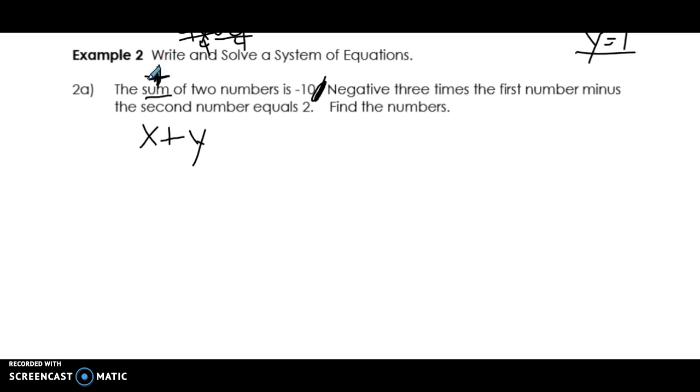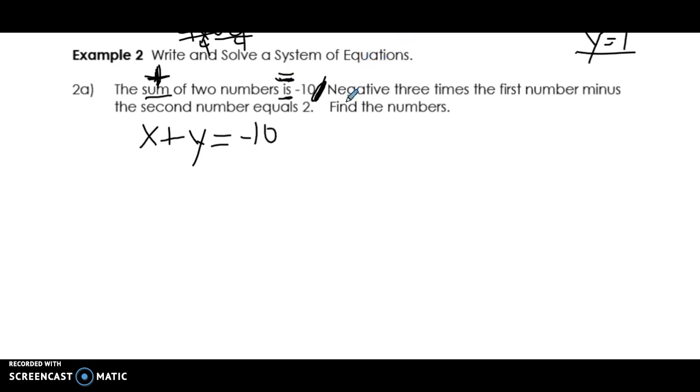It's a bad plus sign there. A sum of two numbers means it's equal to. So this is equal to -10. My stylus is not cooperating. There we go. All right, so there's my first equation. The sum of two numbers is -10.